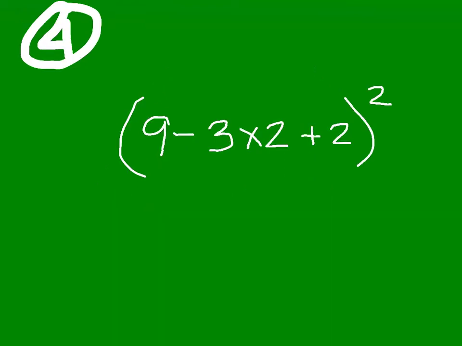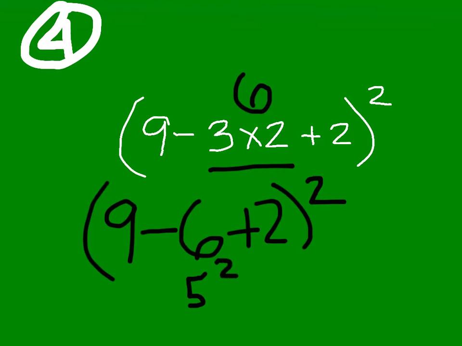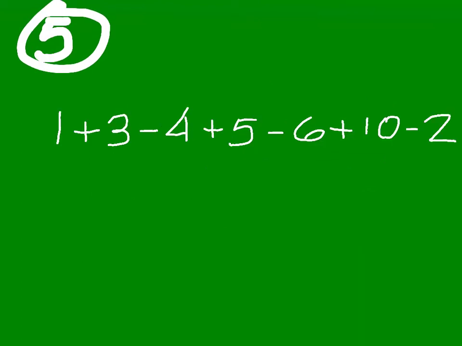Alright, number 4. Okay, so for this one we want to do this first. That's 6. 9 minus 6 plus 2. 9 minus 6 is 3, plus 2 is 5, and 5 squared equals 25. Alright, number 5. Okay guys, 1 plus 3 is 4, minus 4 is 0, 0 plus 5 is 5, minus 6 would be negative 1, plus 10 is 9, minus 2 is 7. I think everyone got that right, so good job.